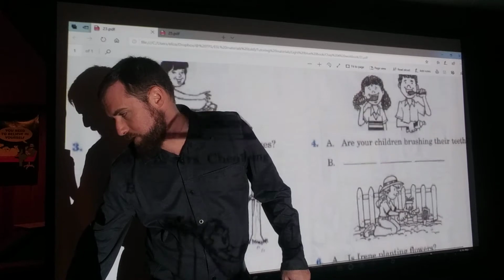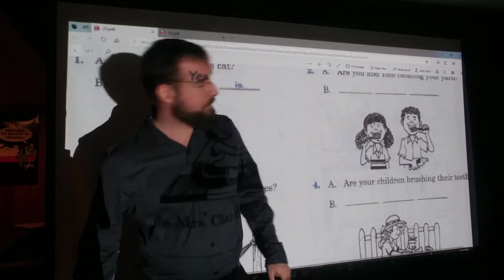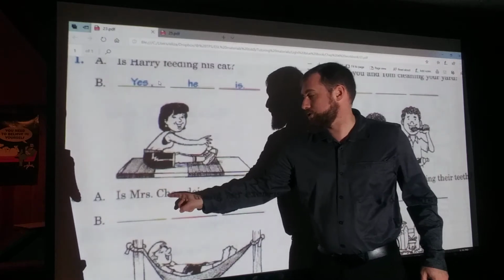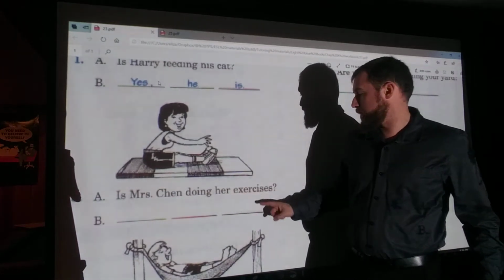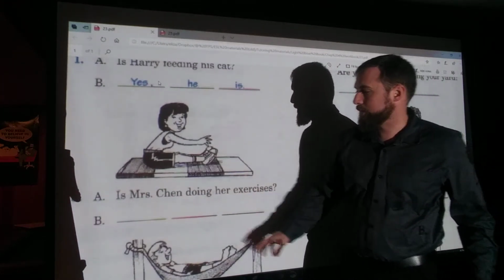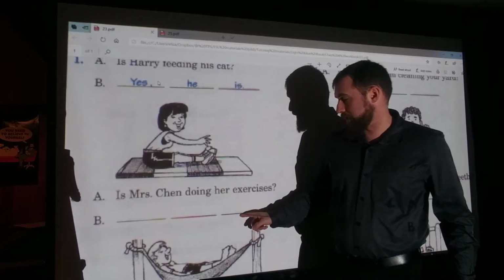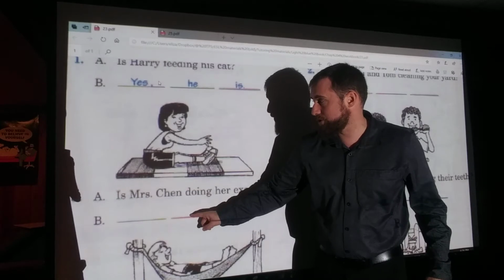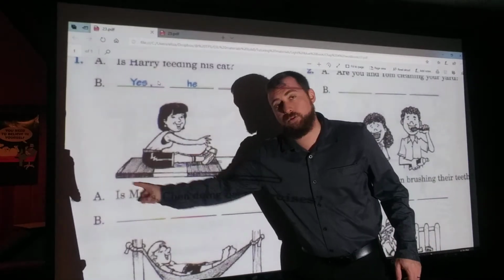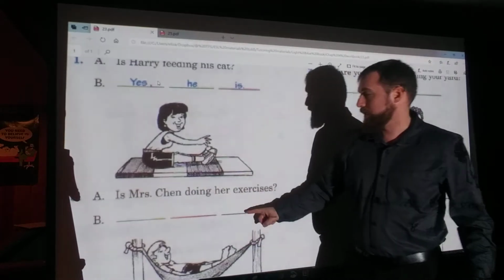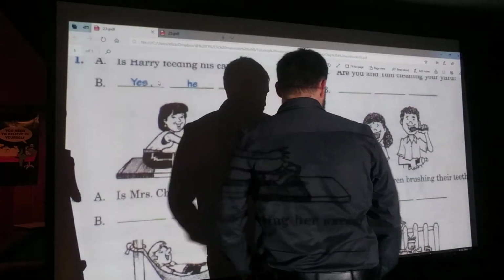Number 3. Is Mrs. Chen doing her exercises? Yes, she is. Make sure you wrote she. Mrs. is a woman. It's not a man, it's a woman because it's a Mrs. She is.